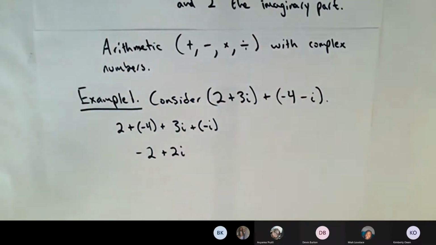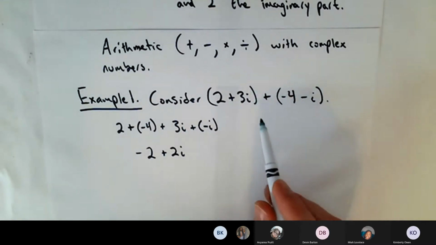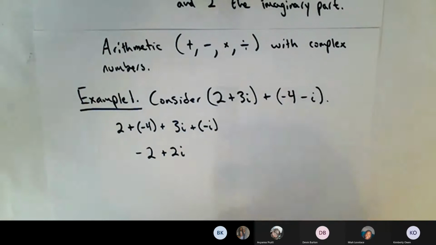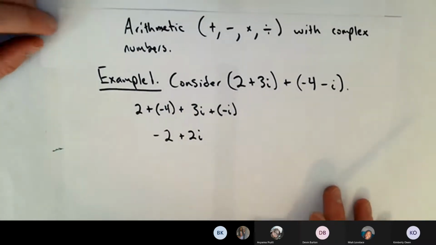And there we go. So addition works. It's like as if you attached a variable, right? As if it's like an x. 2 plus 3x plus -4 minus x. It works the exact same way. So nothing crazy going on here. Any questions about that one?